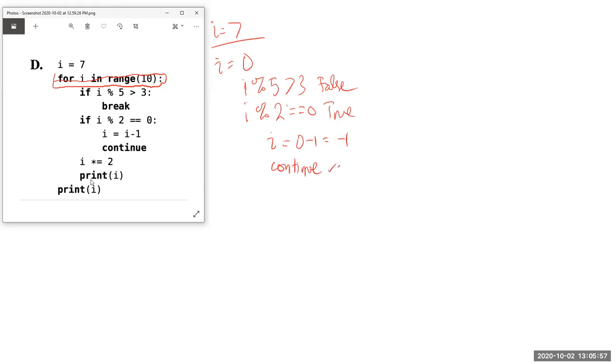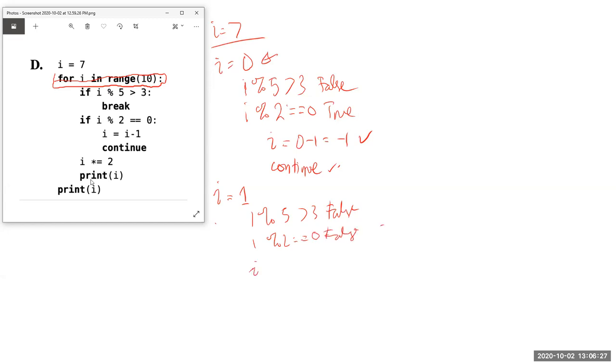But when we say continue, it means that it goes to the next loop. So the value of I here will be updated. In this case, it does not follow this I, but it follows the I above, I equals 1. Again, I modulo 5 greater than 3 is false, and I modulo 2 equals 0 is false.